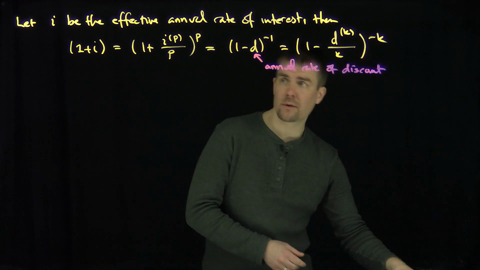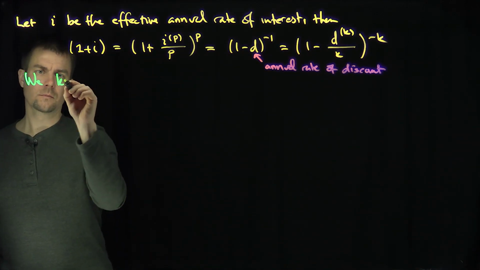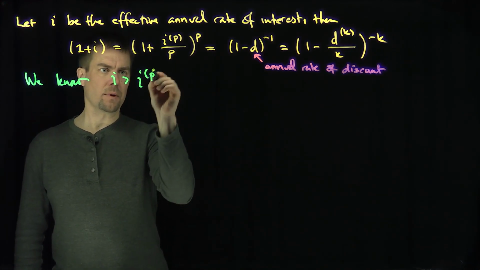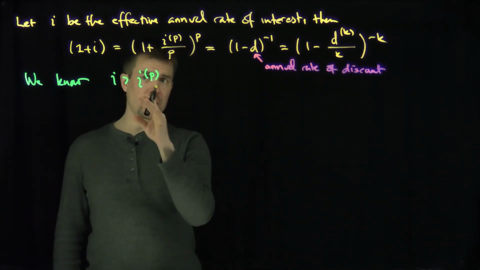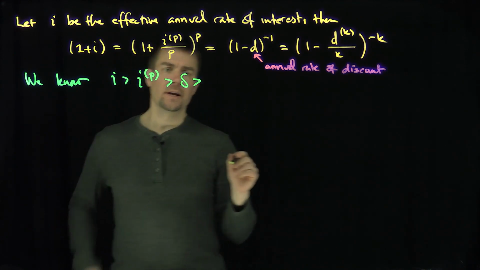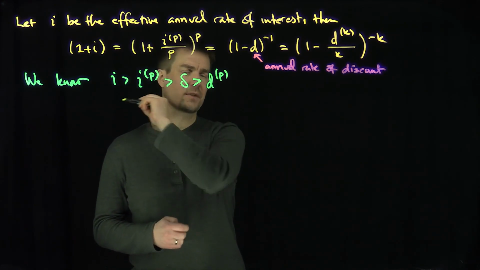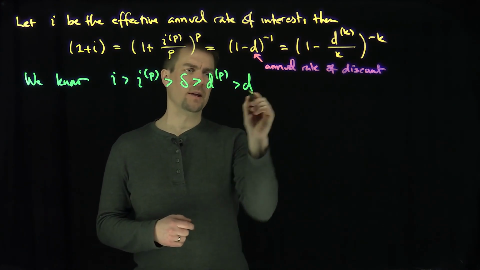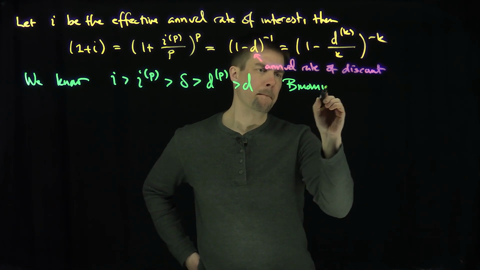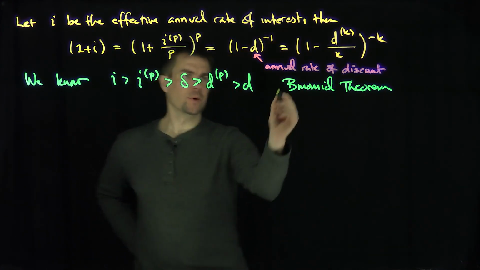Beautiful. Now we automatically get relationships between these things. We know, as we've previously proven, that i is bigger than i^(p), and the i^(p) are decreasing, and they decrease to a number delta. And that delta is bigger than d^(p), the nominal rates of discount, as they increase, and that is bigger than d. And all of these inequalities follow from the binomial theorem, the binomial theorem with negative exponent, or Taylor series. So we get those relationships.